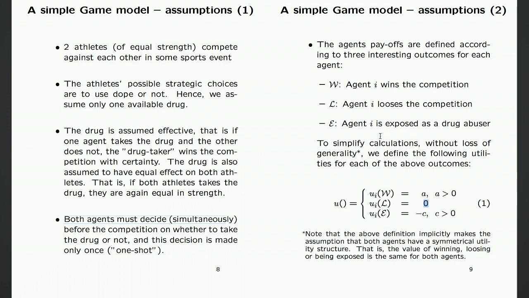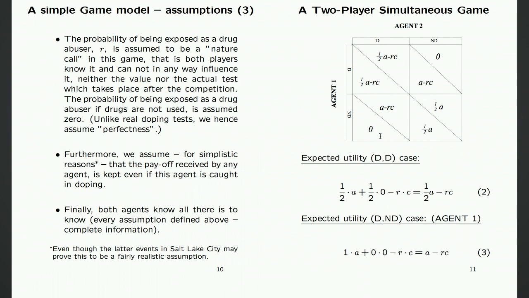Okay. Given these assumptions, we can formulate a game model, but there are a few more we have to look at. Okay, there must be a probability of being exposed as a drug abuser. We name that one R. And as it says here, this is assumed to be a nature call in this game. That is, both players know it and cannot in any way influence it, neither the value nor the actual test, which takes place after the competition.